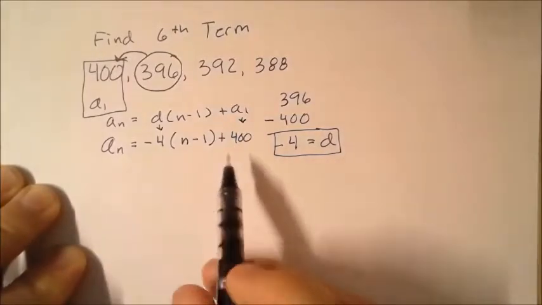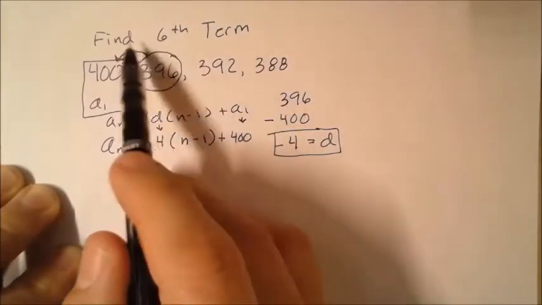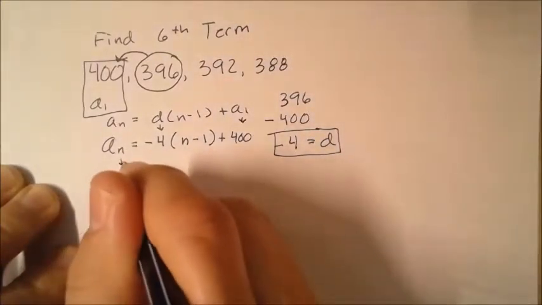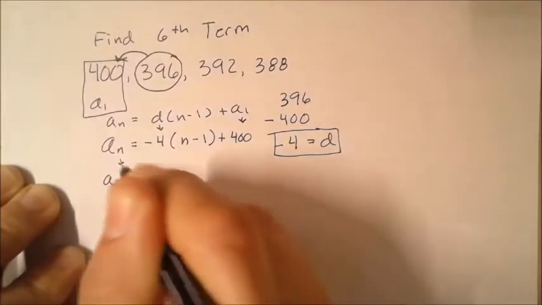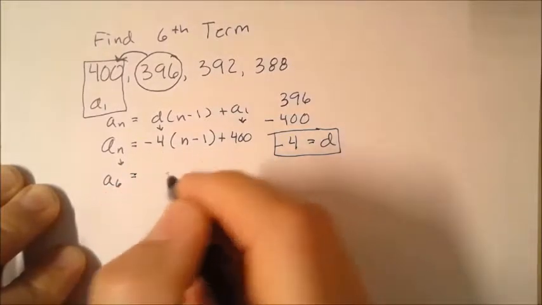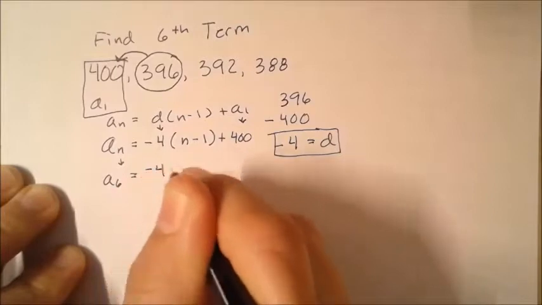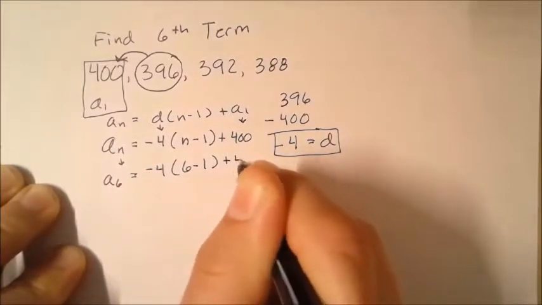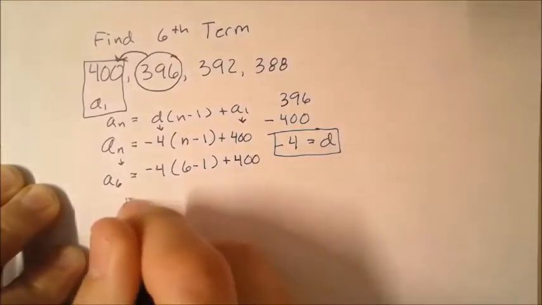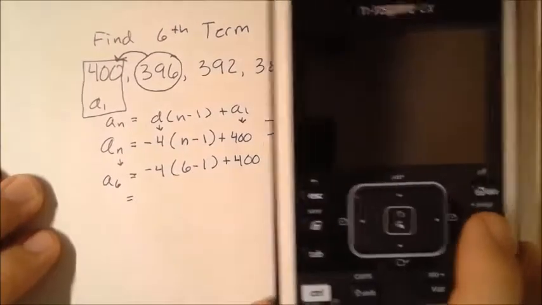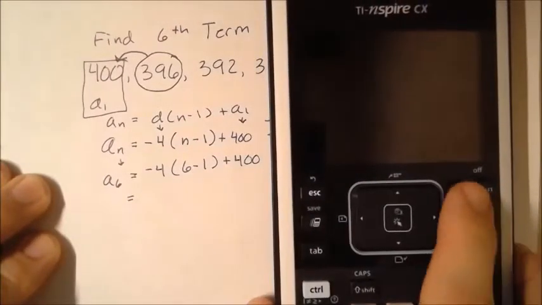So now what we can do is determine what term we need to find. This one says find the sixth term. So since we want to find the sixth term, we're going to change this to 6, because instead of a sub n, we're looking for a sub 6. And that's going to be equal to -4 times 6 minus 1 plus 400. What we can do is just put this in our calculator. It'll do all the work for us, and we'll see exactly what the sixth term is going to be.